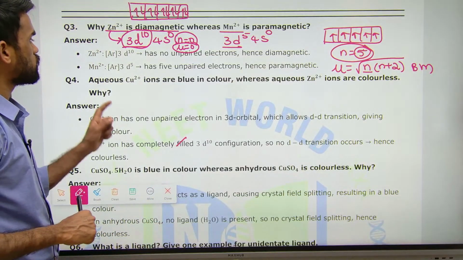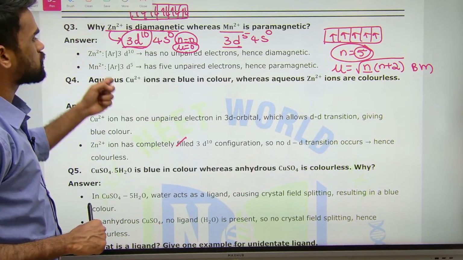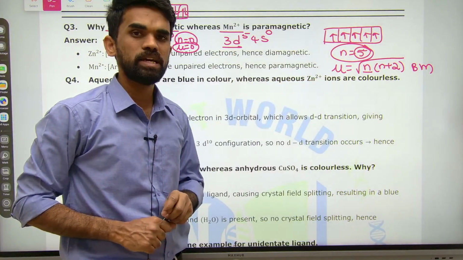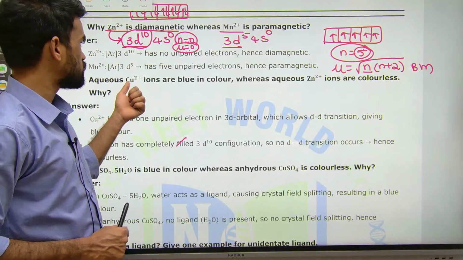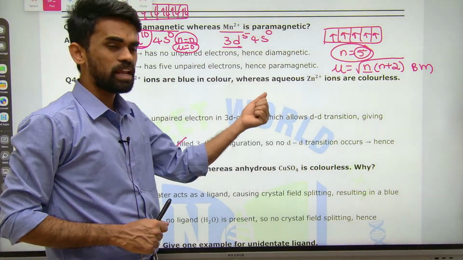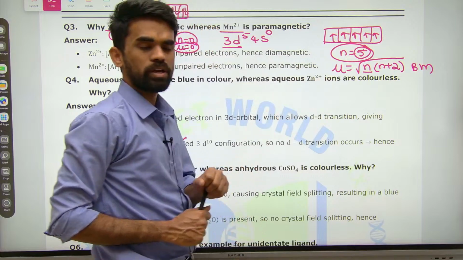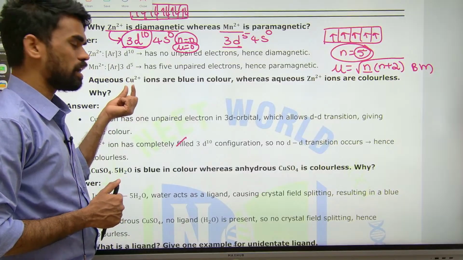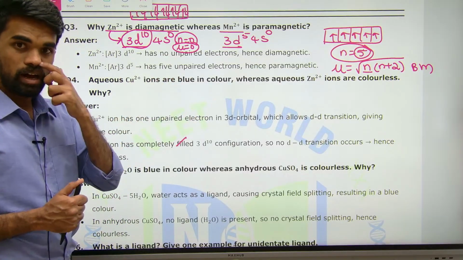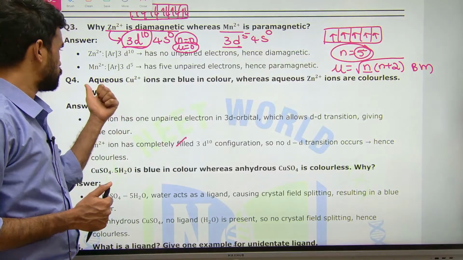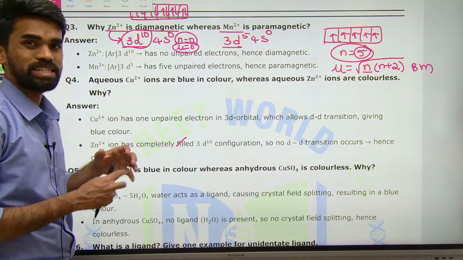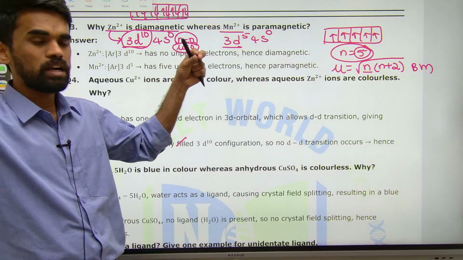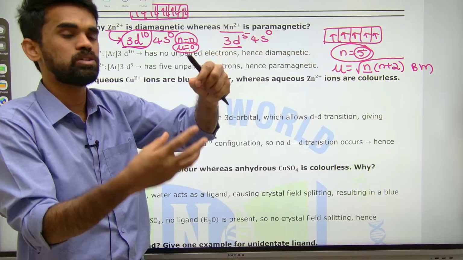Now look at this. What is the next question? Aqueous Cu plus 2 ions are blue in color, whereas aqueous Zn plus 2 ions are colorless. So what makes the difference? Whenever we place a metal ion in the ligand field, here they mentioned aqueous, it means we are placing the copper plus 2 ion in the water medium. Now what happens? Water molecules will surround this positively charged copper plus 2.